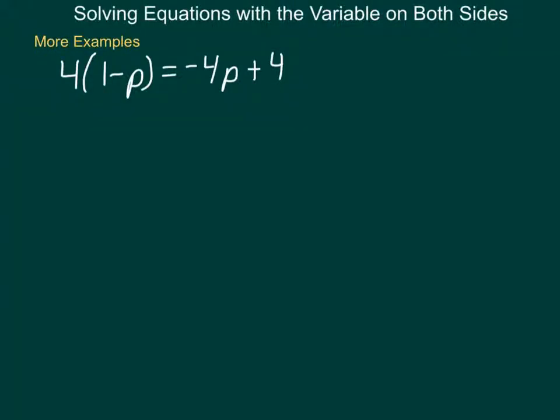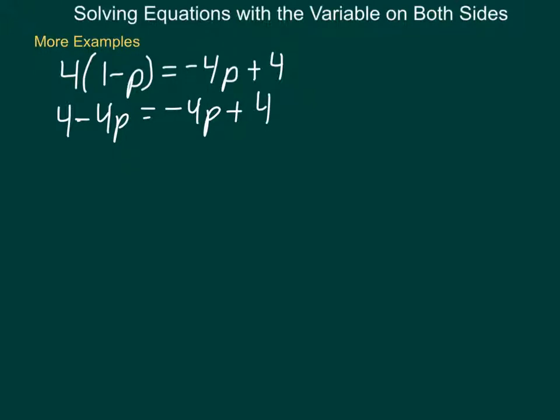The first example we're going to look at is 4 times a quantity 1 minus p equals negative 4p plus 4. So our first step will be to distribute. So when I distribute this 4 over the 1 and the negative p, I will come out with 4 minus 4p equals negative 4p plus 4.